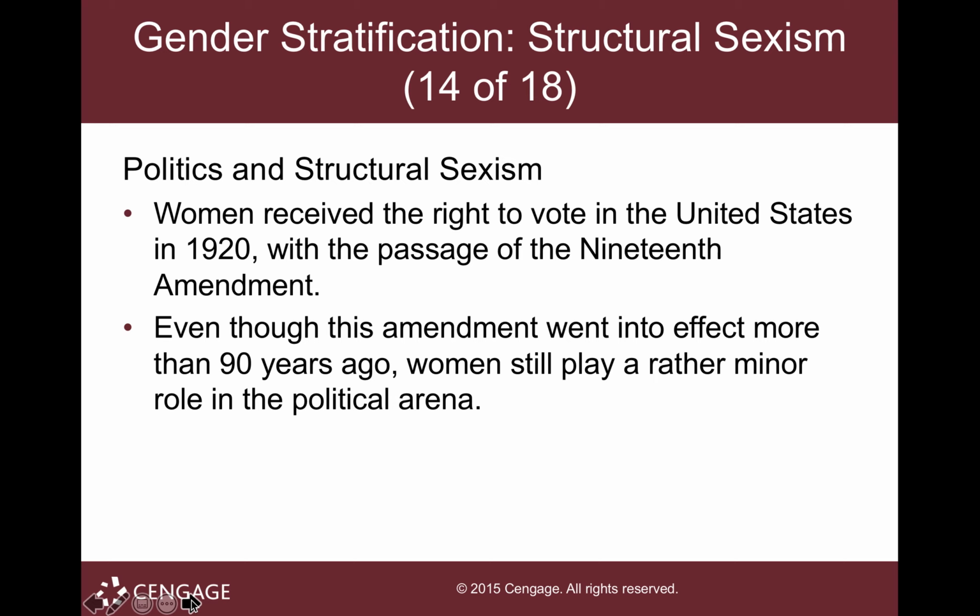Political and structural sexism. Women received the right to vote in the United States in 1920 with the passage of the 19th Amendment. Even though this amendment went into effect more than 90 years ago, well, now 100 years ago, women still play a rather minor role in the political arena. So, we'll see. Perfect example is that we've never had a woman president, while a lot of other countries have had women leaders. And a lot of other countries that have women leaders are very successful. So, the fact that we haven't had a woman president just goes to show that there are issues with politics and sex.